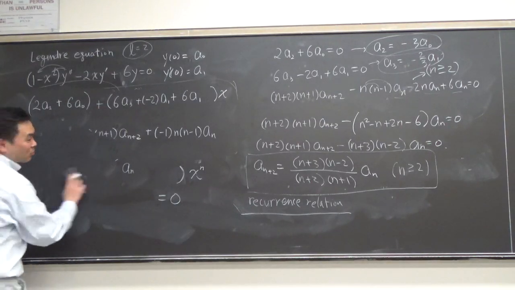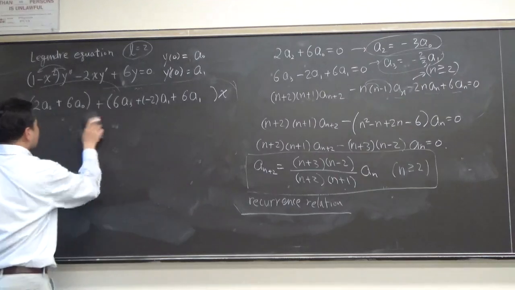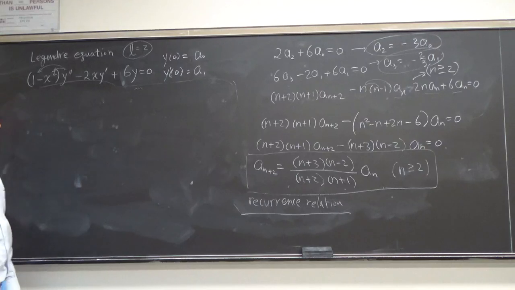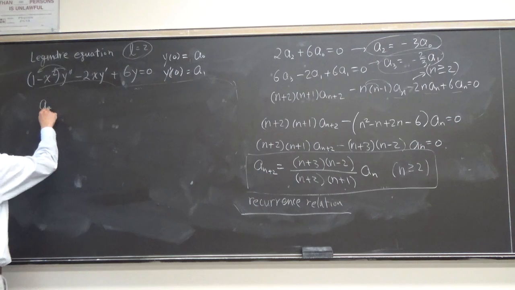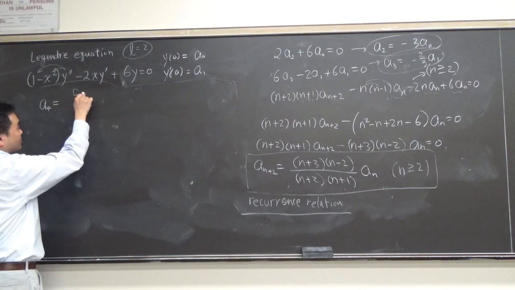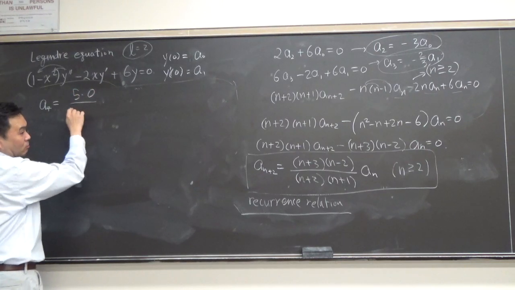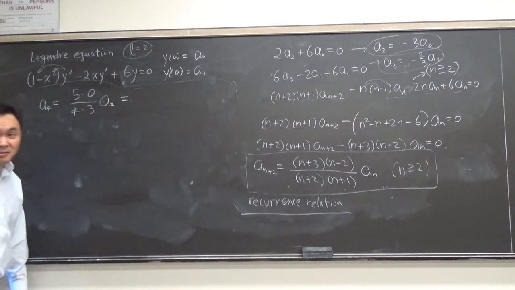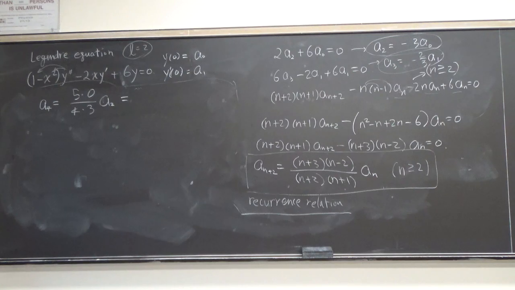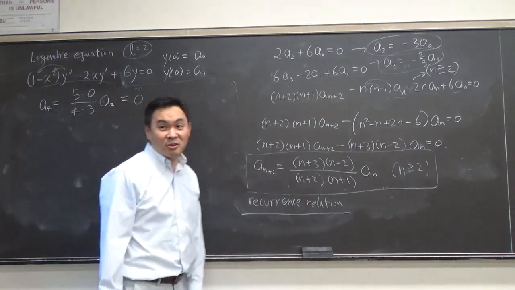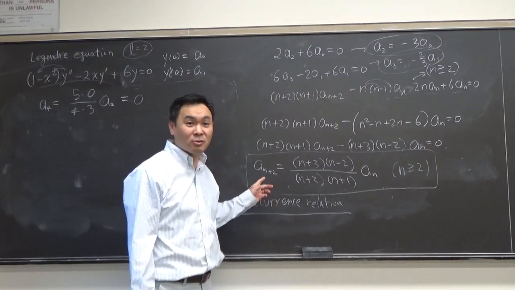Yeah, it's a recursive formula. Okay, so let's continue on. So let's see what A4 is then. A4 is, we plug in n equals 2, right? So it's 5 times 0 over 4 times 3, A2. So what's that? A4 is 0. So A4 is 0, right? Is that okay? A4 is 0.